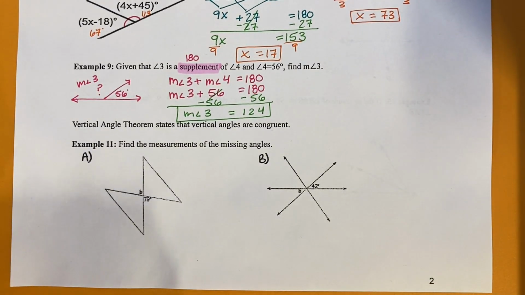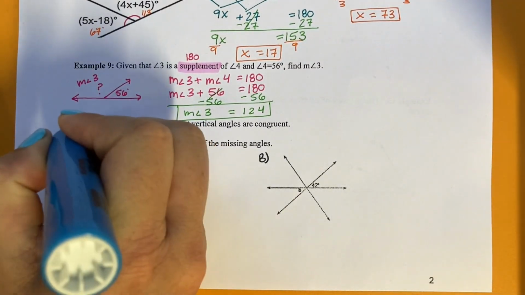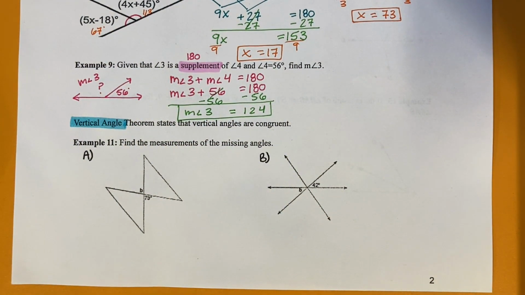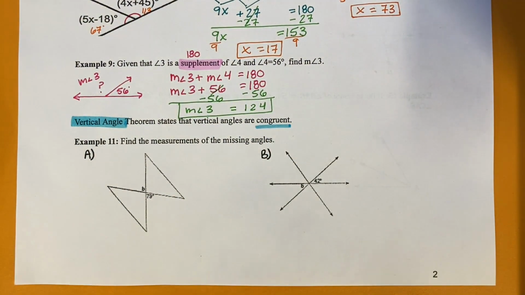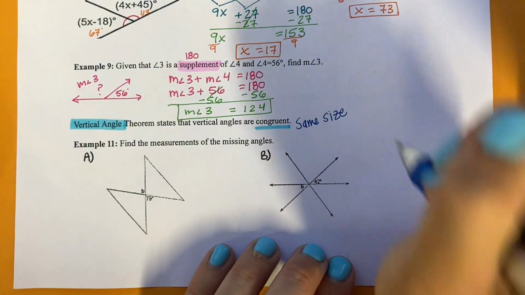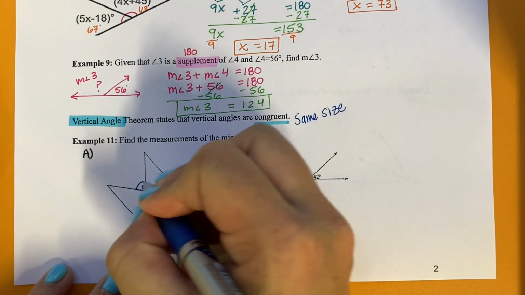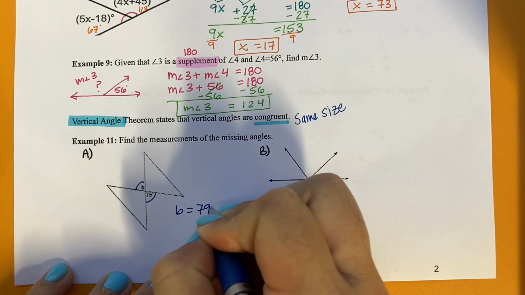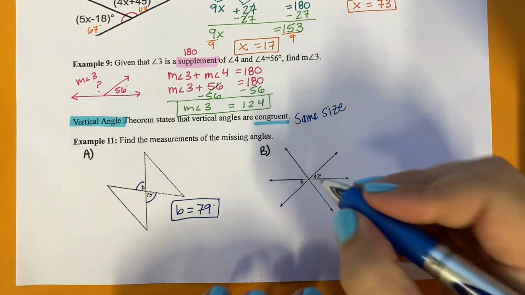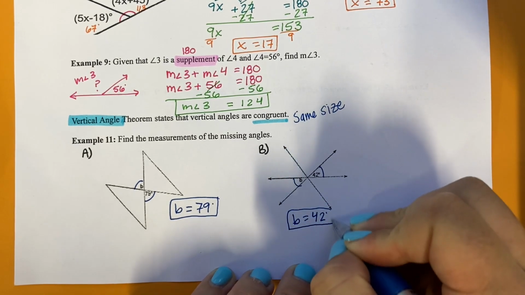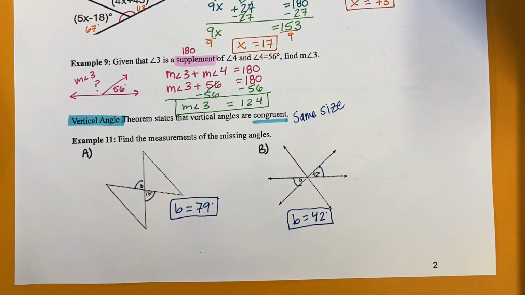Okay, our next vocabulary word is vertical angles. Vertical angle theorem states that vertical angles are congruent. Congruent means that they are the same size. So if I have angle B and the 79, B equals 79 degrees. B equals 42 degrees. They're the same size, so they're just equal to each other. You don't have to remember a measurement.